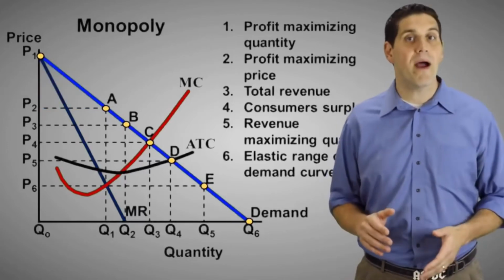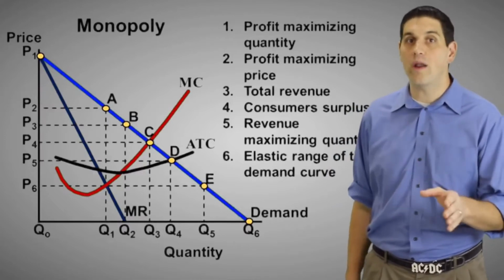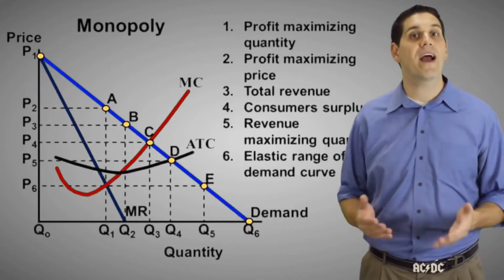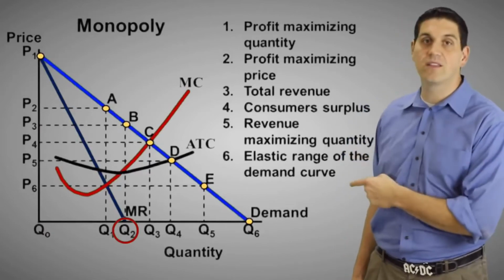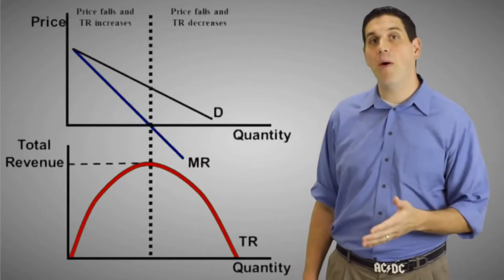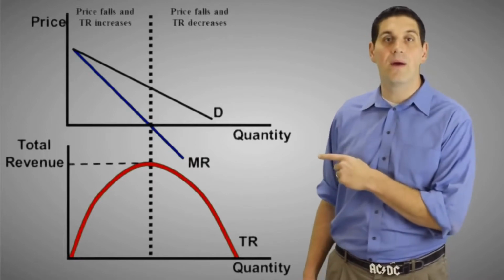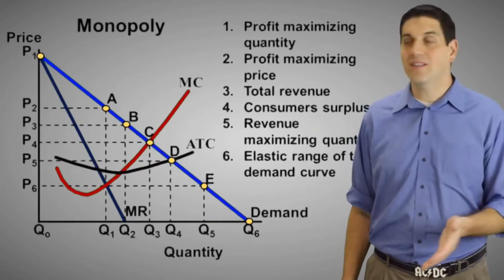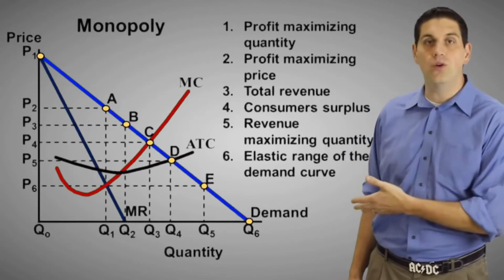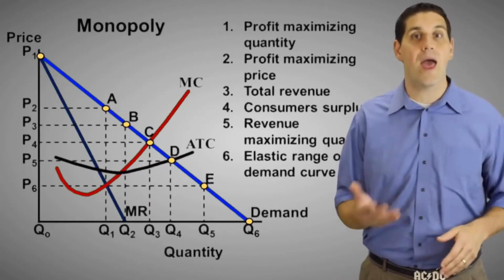Now the revenue maximizing quantity is not Q1. Remember, Q1 is the profit maximizing quantity. If you want to maximize your total revenue, you're going to produce at Q2. This is the spot where marginal revenue hits 0. When your marginal revenue is going down, but it's still positive, that means your total revenue is going up. And when marginal revenue hits 0, your total revenue will be at a max. Now, why doesn't a firm decide to produce to maximize total revenue at Q2? Well, because they want to maximize profit where MR equals MC.